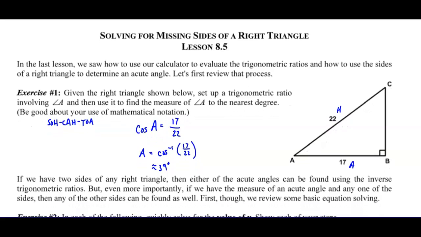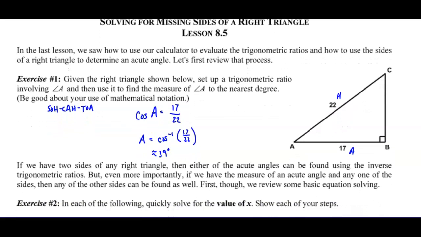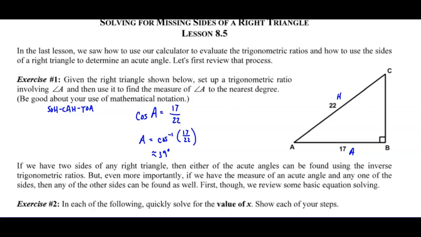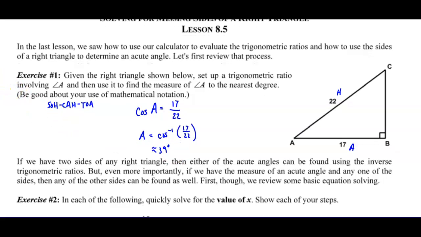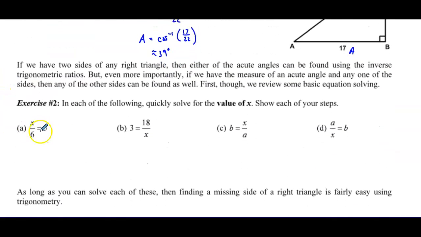All right, as you go down the page here, if we have any two sides of any right triangle, then either of the acute angles can be found using those inverses. But if we have the acute angle given to us and any one side, we can then do just a quick equation and figure out what that missing side is. So just before we get into that, some real quick equation solving. If you have x over 6 equals 5, what we would want to do is multiply both sides by 6, since it's showing division, so the multiplication will cancel that. X equals 30.